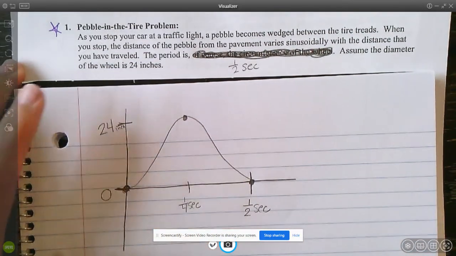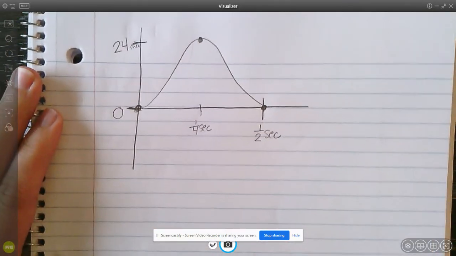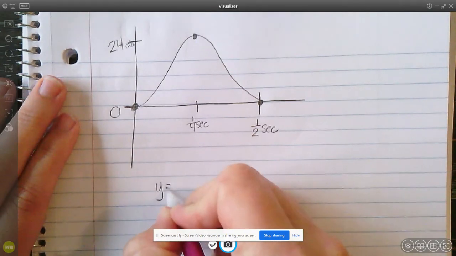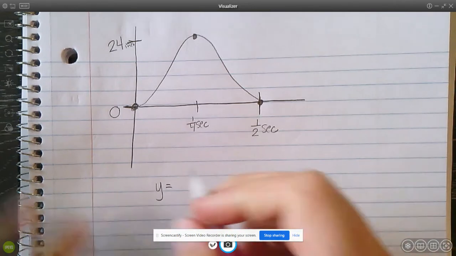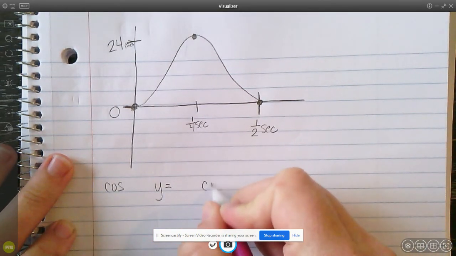So now it wants us to write an equation for the function. The cool thing with these is you can actually write a sine or a cosine curve. So we're going to do one of each. We're going to do cosine first. So y equals, we know we're going to have cosine.